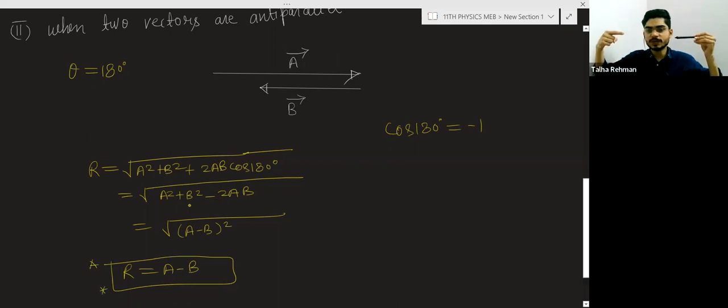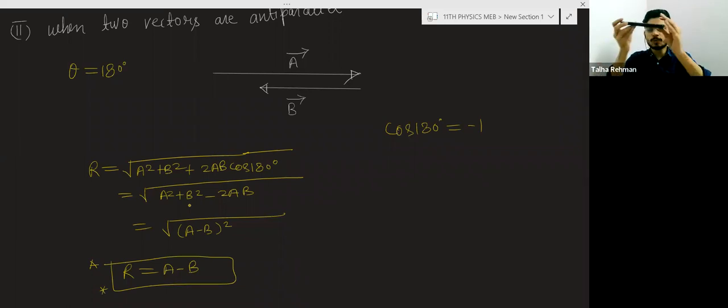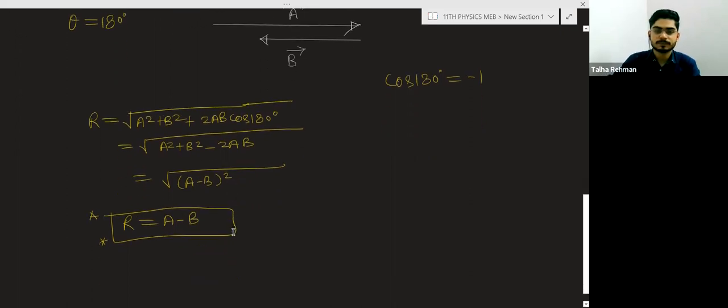So this is the case when two vectors, or you can think in terms of force, two forces are acting in the opposite direction on this object. What will happen? The resultant of the force will be less, or the minimum. So this is the minimum value of resultant.